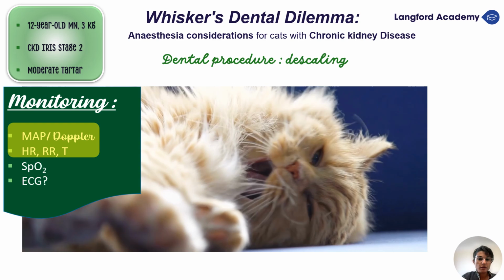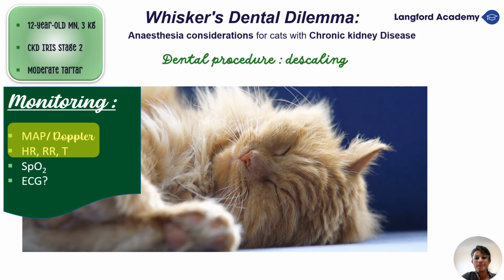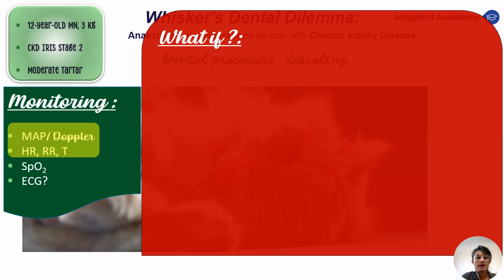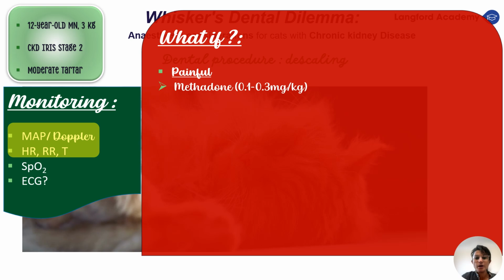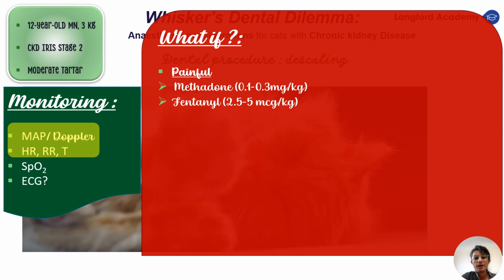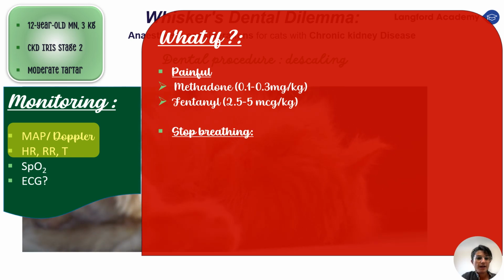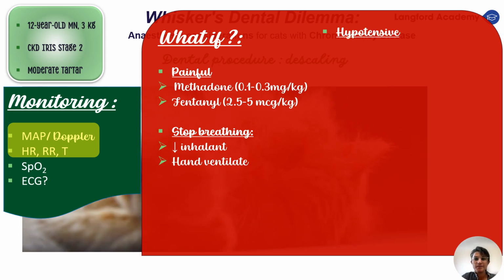But if I had to choose, I would choose mean arterial pressure or Doppler and heart rate, respiratory rate and temperature. So what can go wrong? Again, they can become painful, same as before, boluses of 0.1 mg per kilo of methadone, up to 0.3 mg per kilo over 4 hours in total. You can give boluses of fentanyl, 2.5 to 5 microgram per kilo. Again, they can stop breathing after those boluses, so consider decreasing inhalant and hand ventilate the patient.